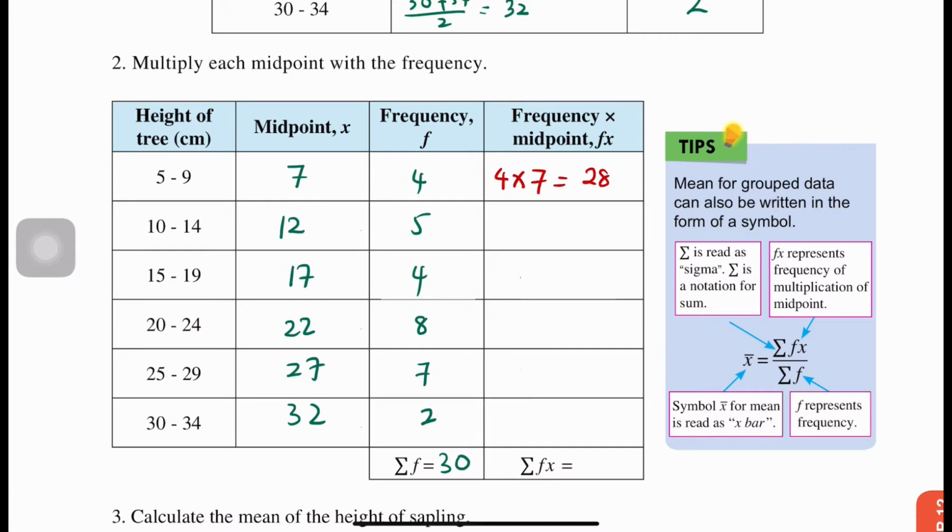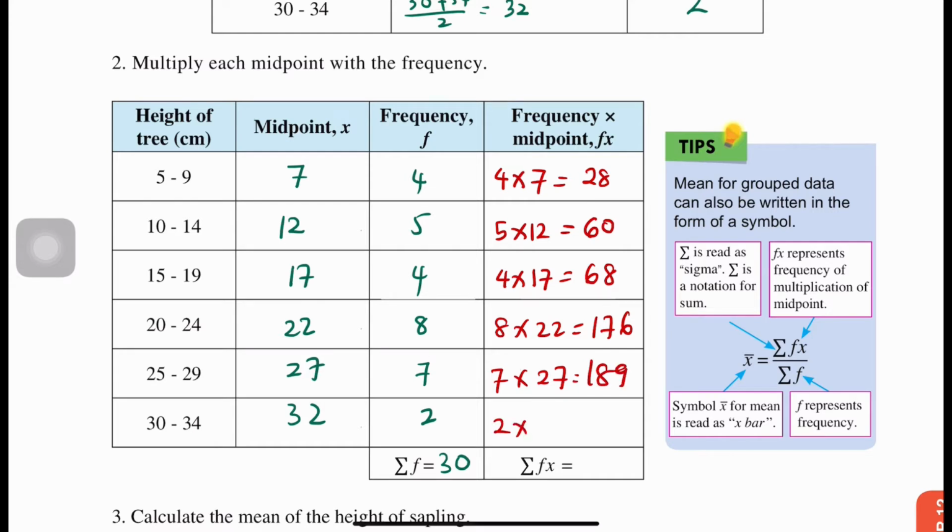Okay, next frequency is 5 times 12, 60. Okay, next 4 times 17, 68. 8 times 22, 176. 7 times 27, 189, and finally we have 2 times 32 is 64.